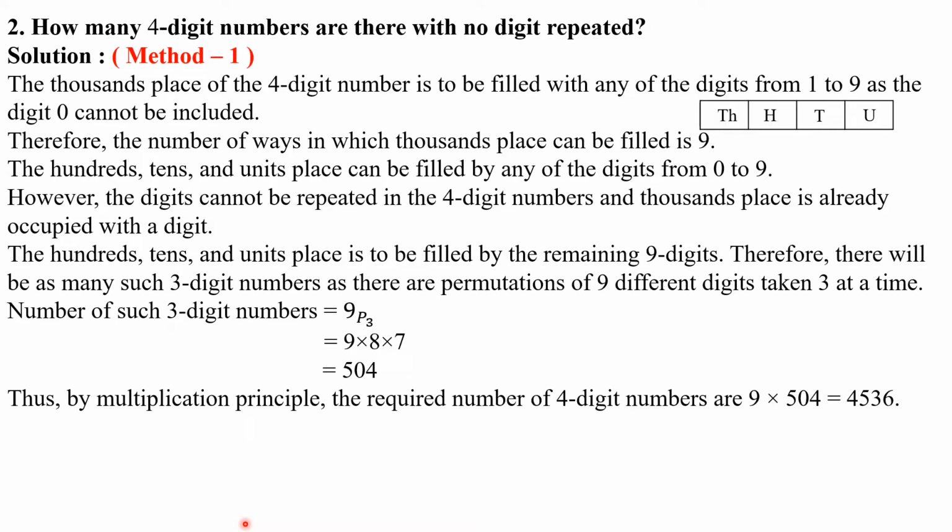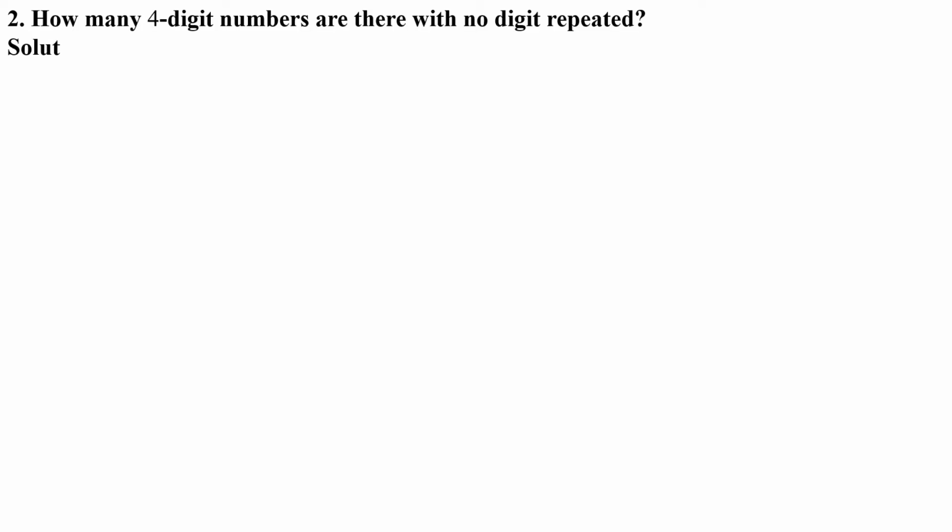Right. We can find the same number in the second method also. I'm going to explain the second method also. Okay, my children? Right. See, this is the second method. So this is the question. Now come to the solution. This is the second method. How to find the number of 4-digit numbers when no digit is repeated.